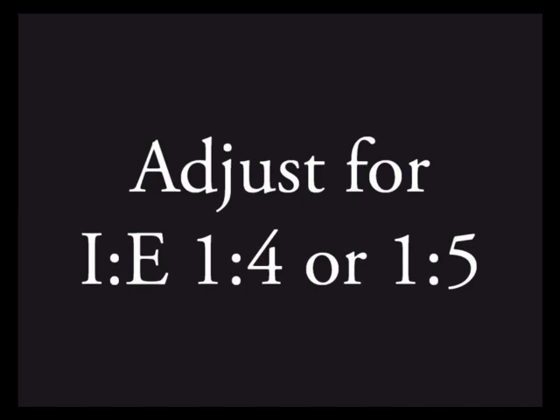What you're looking for is an I to E ratio, an inspiration time to expiration time ratio of 1 to 4 or 1 to 5. Normally, these patients are breathing at 1 to 2 or 1 to 3, which means for every second they spend in inspiration, they spend about 2 to 3 seconds in expiration. You want at least 4 to 5 seconds of expiration in these patients.